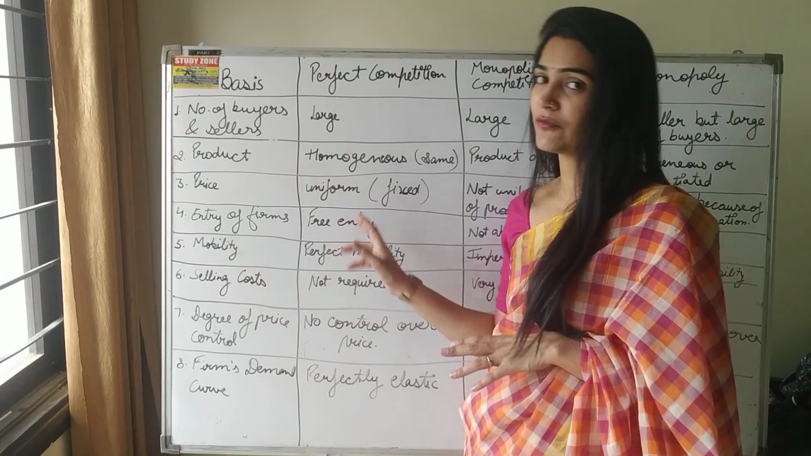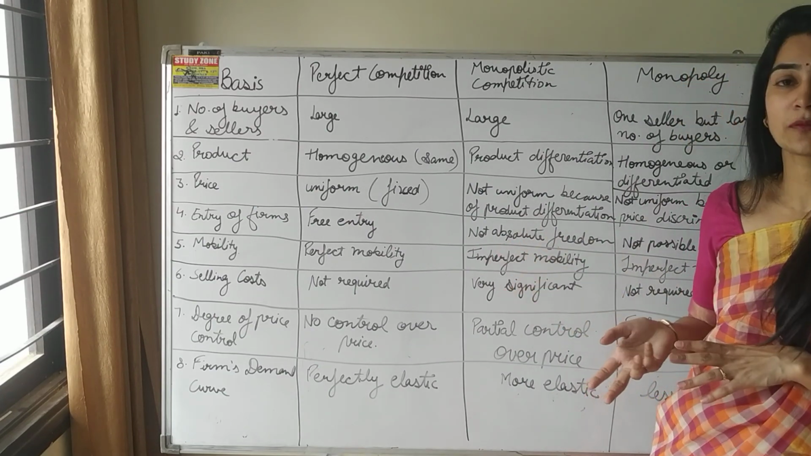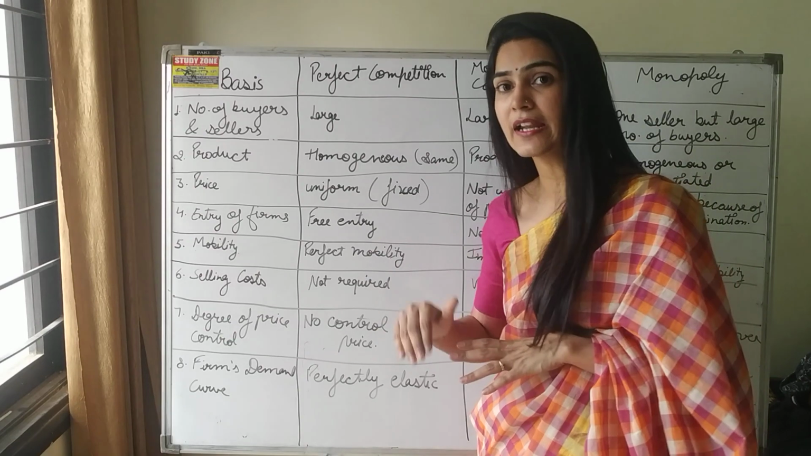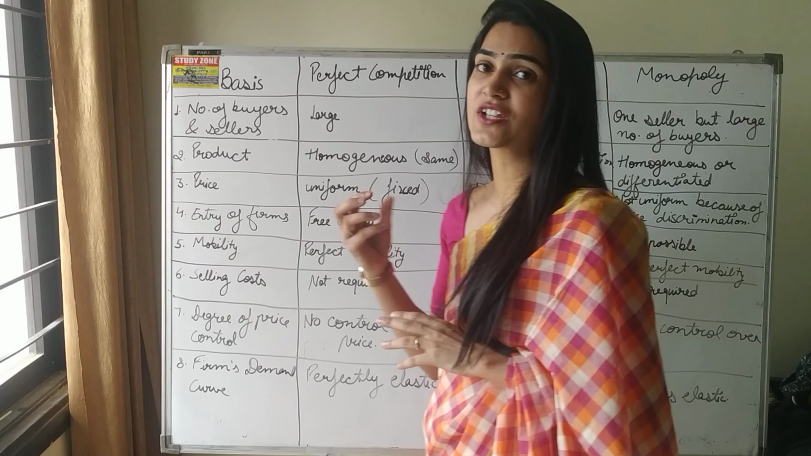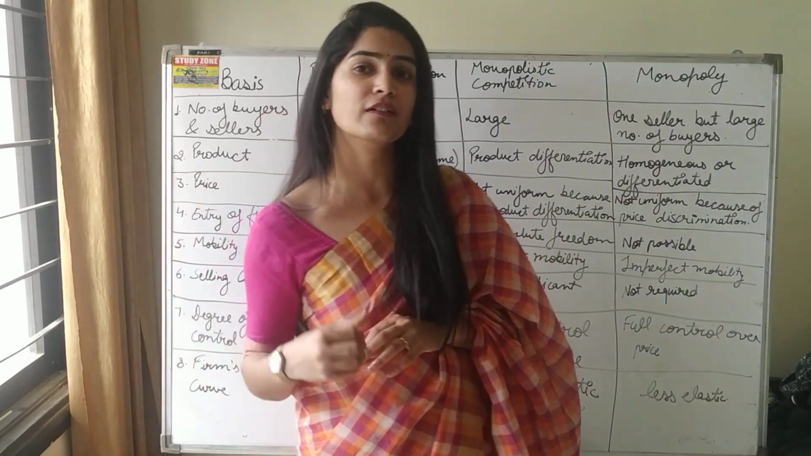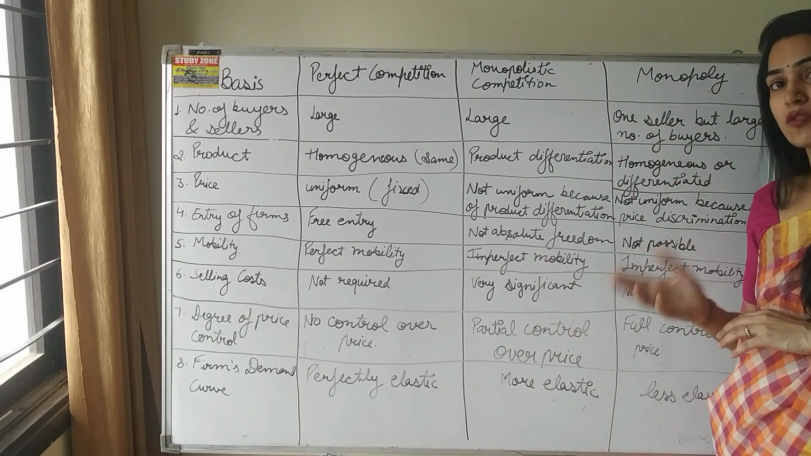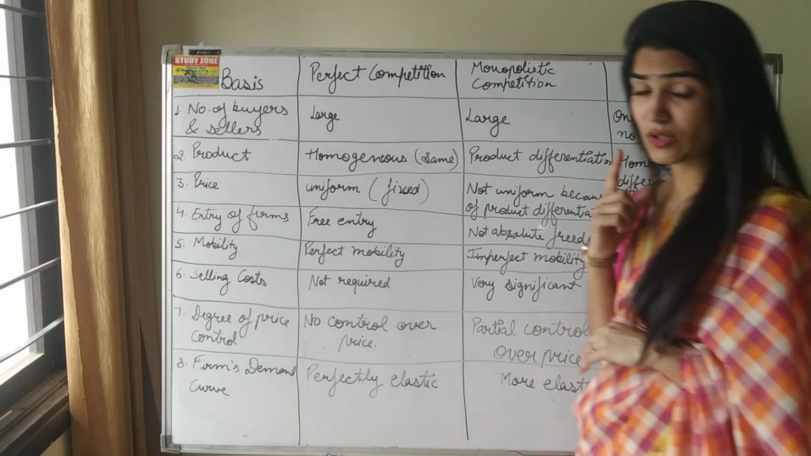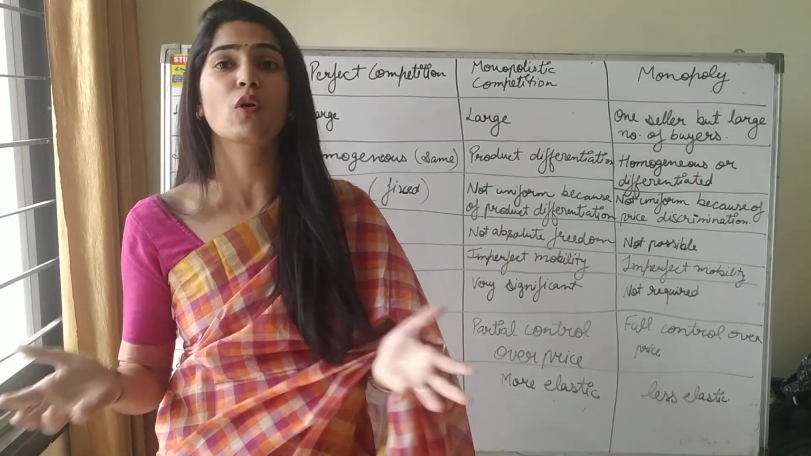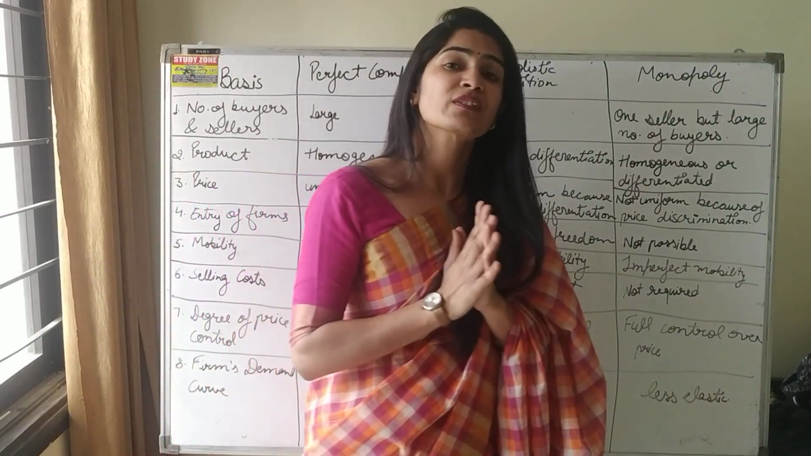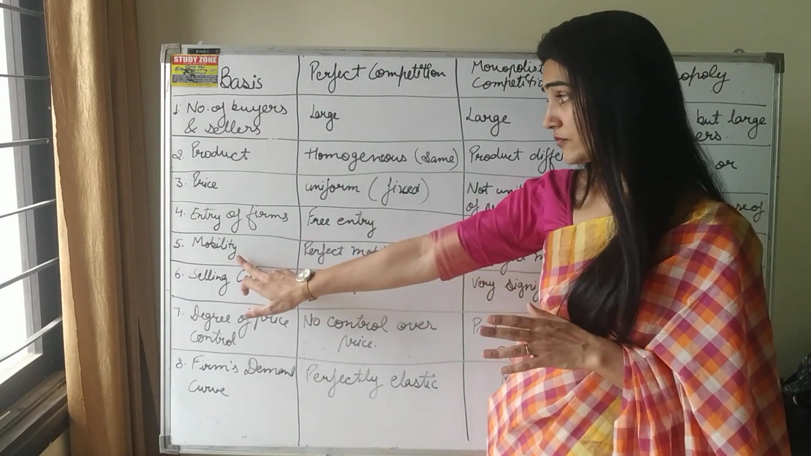Entry of the firms. In perfect competition there is free entry. In monopolistic competition, not absolute freedom. The firms can enter, but there are little bit legal complications, legal compliances and legal procedures which they have to follow, and then they can enter into the industry. And in monopoly it is not possible, because there is only one single seller who sells the commodity, and if someone else enters into the industry, then the monopoly will vanish, the monopoly will not exist further.